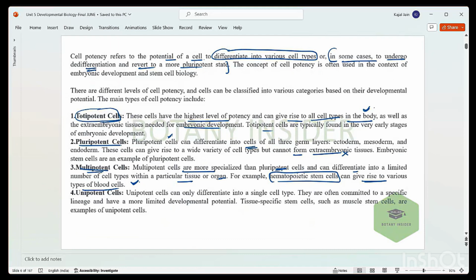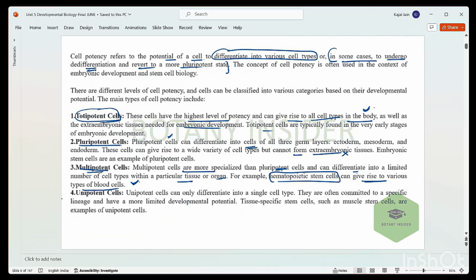Repeating again, totipotent, the cell which can give rise to all the cell types and the extra embryonic tissues as well. Pluripotent, which can give rise to all the cell types but not extra embryonic. Multipotent, which can give rise to all the cell types of a similar organ, of a particular tissue, of a particular organ. This is what multipotent cell is, right?